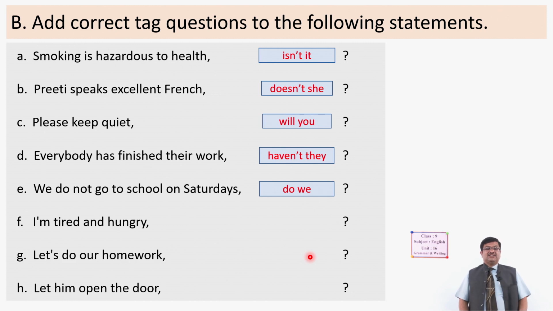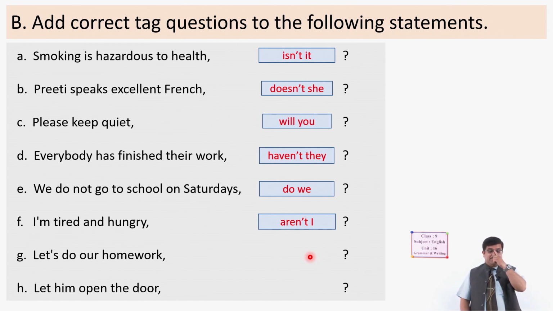In this sentence, we do not go to school on Saturdays, so the sentence or the statement is negative. So, we use the affirmative tag. So, do we is the correct form of tag. I am tired and hungry. Can one of you guess the right question tag of this statement? Good. Aren't I?